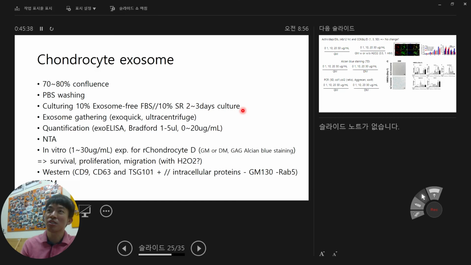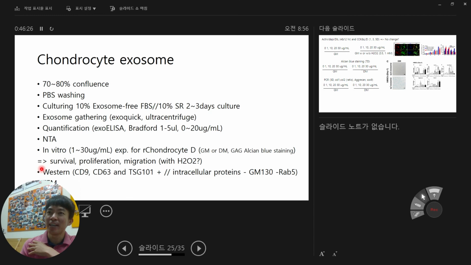So anyhow, I suggest if we gather some exosome from chondrocyte, maybe we have to optimize whether MSC exosome is better, or chondrocyte exosome is better, or we can combine them together for chondrogenic regeneration. So after confluency, washing, and culturing in 10% exosome-free FBS, or cell replacement, 2 or 3 days culture and exosome gathering, either with ExoQuick or ultracentrifuge, and then quantification by exosome ELISA, Bradford, and using NTA to confirm the number, and in vitro using this amount for chondrocyte differentiation. So we can check GAG or Alcian blue staining in the growth media or differentiated media. And we can also check survival under H2O2 or with H2O2.